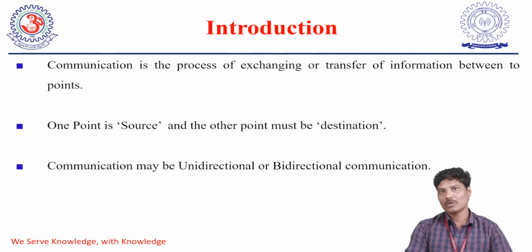The communication may also be bidirectional. Bidirectional means, suppose we take telephone communication, where the two persons, source and destination, can talk to each other. That type of communication we call bidirectional communication. So communication may be unidirectional or bidirectional.